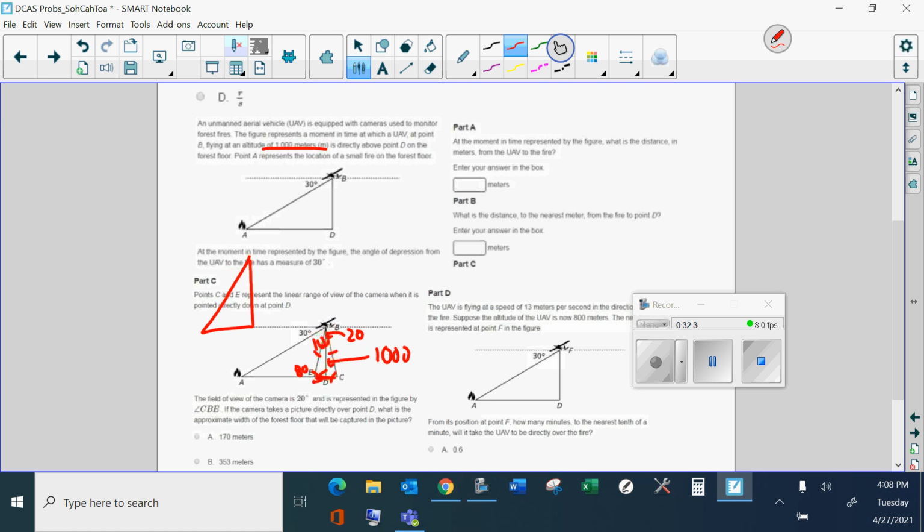So this height is 1,000. This is now 10 degrees, splitting that 20 in half. We want this right here, okay, and then we'll double it for the whole length of EC. So that's opposite over adjacent, so that's tangent. Tangent of 10 degrees equals opposite over adjacent. Cross multiply, x equals 1,000 tangent of 10.